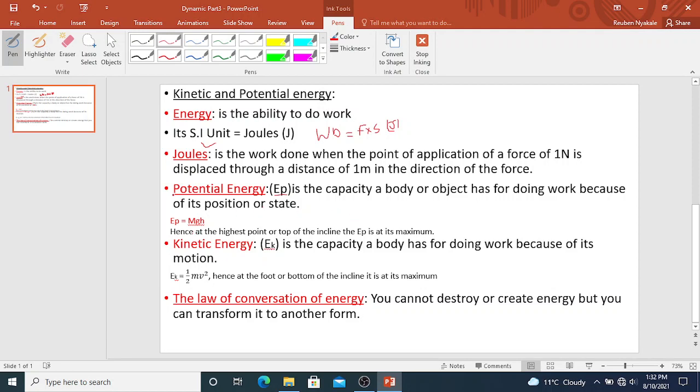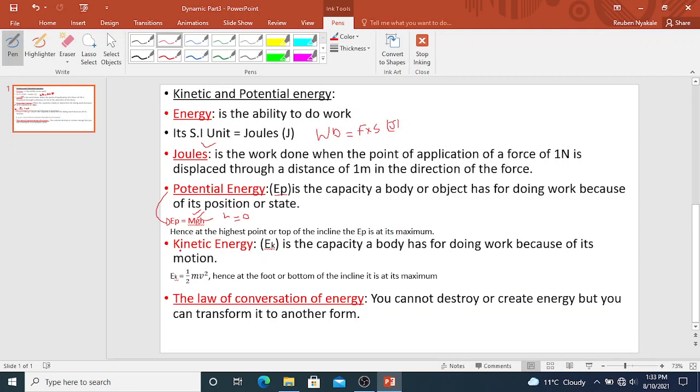Then the formula for potential energy is this one: EP equals mass multiplied by gravitational force multiplied by height. Now that gives you the picture that if height is zero, then your potential energy would be what? Would be zero. But if height is great, then you will have the maximum potential energy. Hence, at the highest point or top of the incline, the EP is at its maximum.